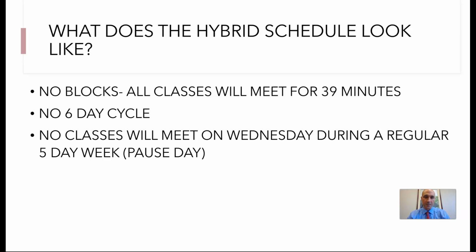School day. What does the hybrid schedule look like? In our hybrid schedule, we will not have blocks. Our 6-day cycle will be interrupted. Every student that's in the building will meet with their teachers during that day of school. Our class periods will be shortened slightly to about 39 minutes. And in essence, instead of going through the A, B, C, D, E, F 6-day cycle, every school day will look virtually the same for students. They will have those same classes, period 1 through 9, with the same breaks.